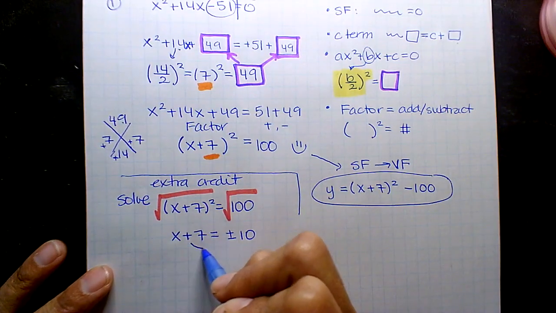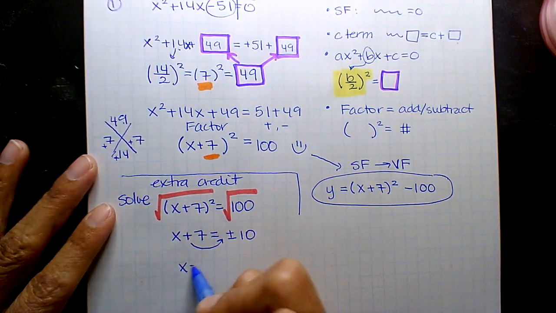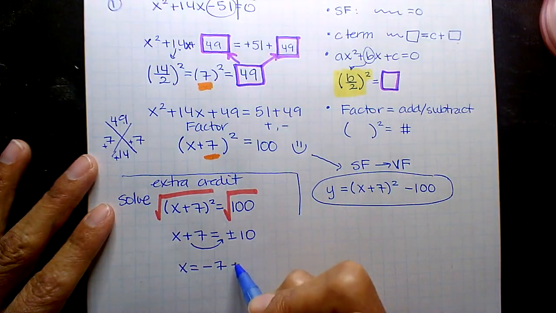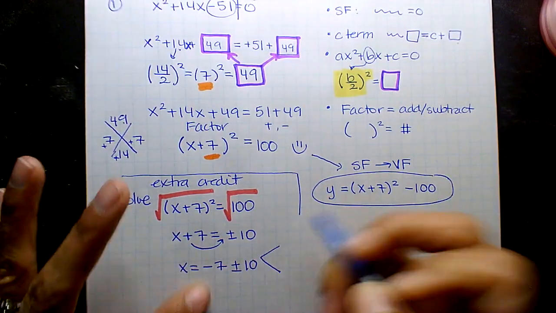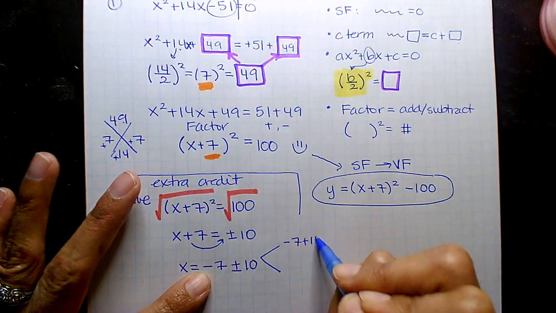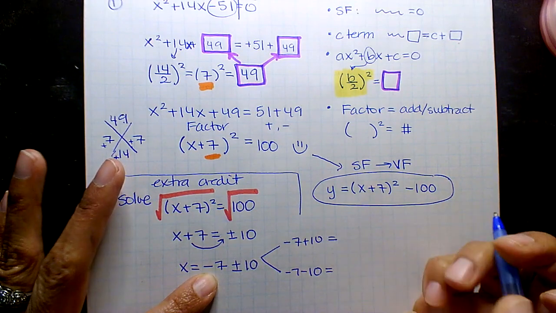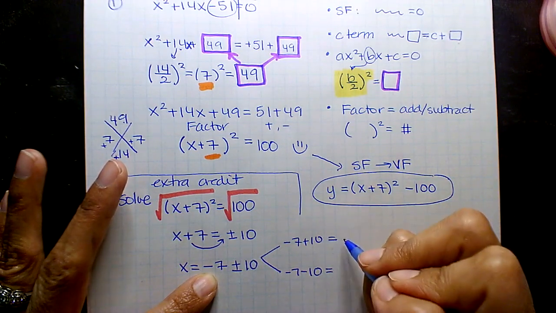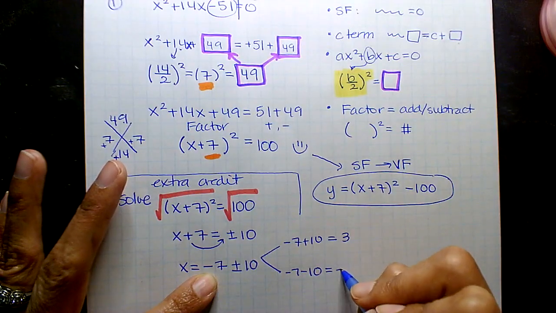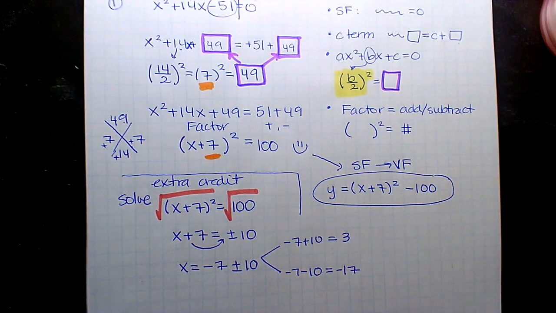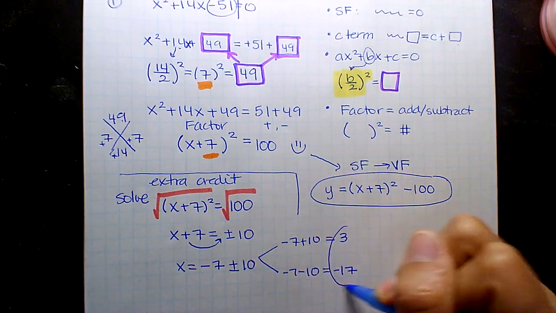Now you take that positive 7, but it's going to become a negative 7, plus or minus 10. Do your 2 cases, like you did with the quadratic formula. And I get, what do I get? 3 and negative 17. And this is your answer.